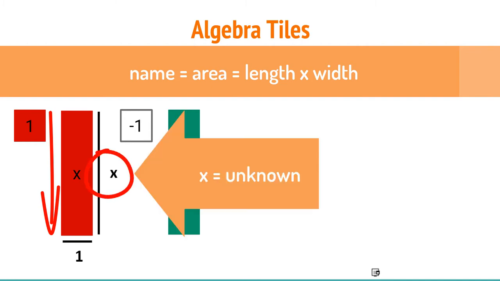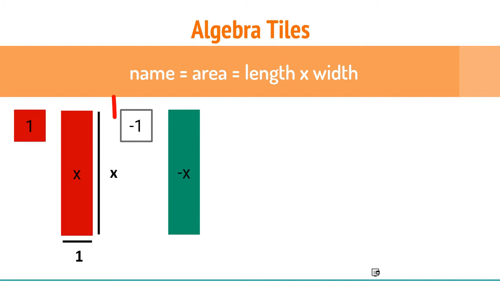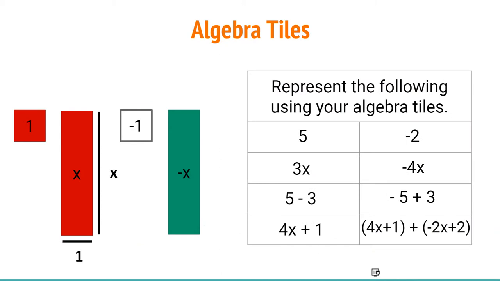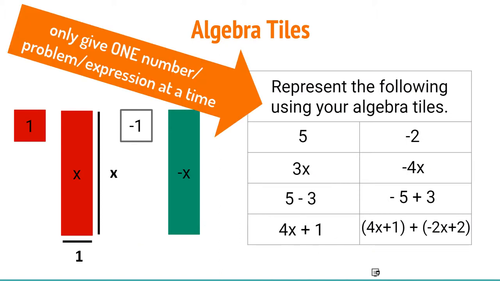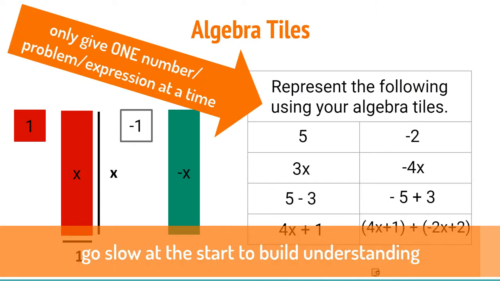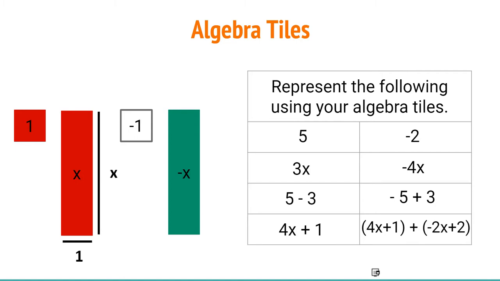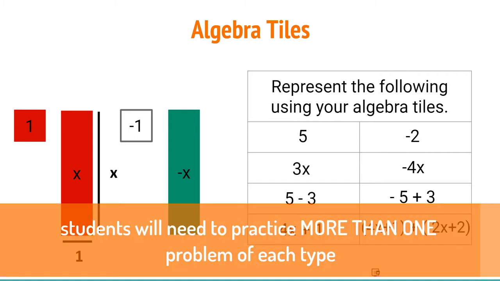And if we use these red tiles as positives, we can just flip them over and call the opposite side negative. We're going to ask our students to represent each one of these numbers one at a time. We're going to give students lots of wait time, and then we're going to watch what students do, notice and name what they're doing, share different student strategies with the class, and we're going to build their understanding of number, of negative number, of addition and subtraction, step by step.